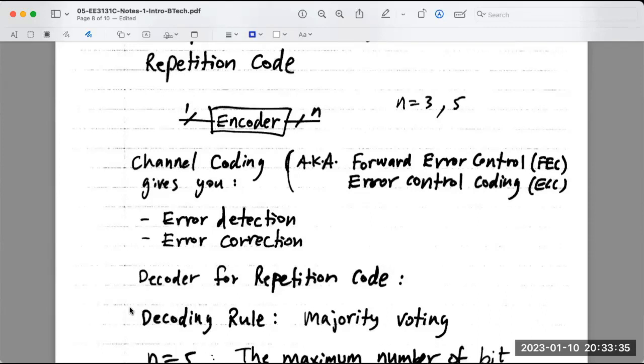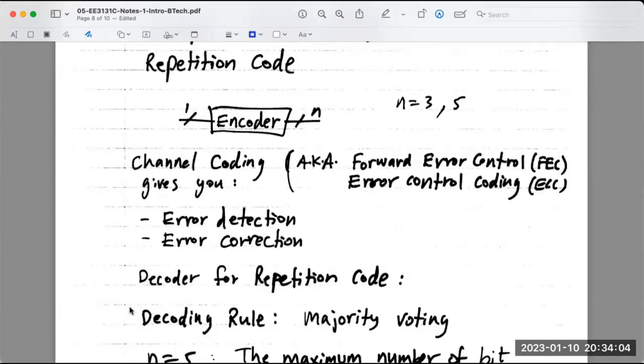If I repeat 5 times, then if 2 bits get flipped, can I correct them? Yes, because it's not more than half. So you can see that if I increase that redundancy, I increase my power. But you're also decreasing your rate of communication. In a repetition code, the rate is 1/n. It goes to 0 as n goes to infinity. That's why it's very bad, but it's good for us to explain.